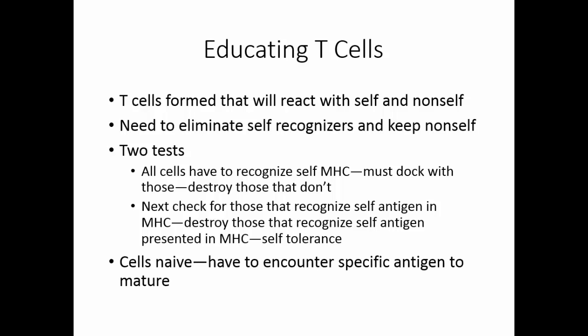These cells are said to be naive. They have not encountered their actual antigen. In order to be fully mature, they have to encounter their specific antigen. We have many T cells that will never encounter their antigen. They will always be naive T cells.